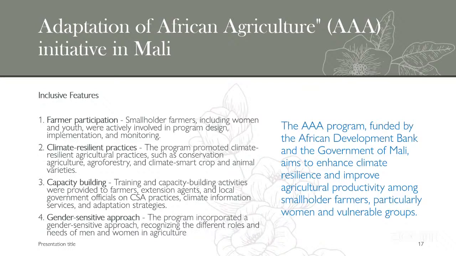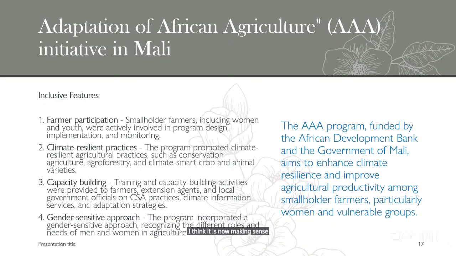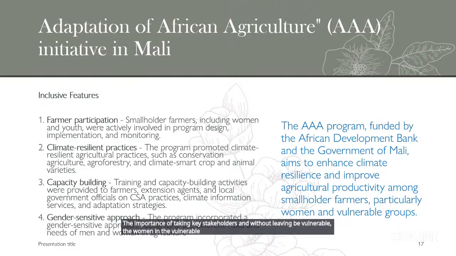The AAA initiative program is funded by the African Development Bank and the government of Mali, and it aims to enhance climate resilience and improve agricultural productivity among smallholder farmers, particularly women and vulnerable groups. I think it is now making sense, what we have talked about, what Alice talked about in the introduction, the importance of taking key stakeholders on board without leaving out the vulnerable, the women and the farmers.